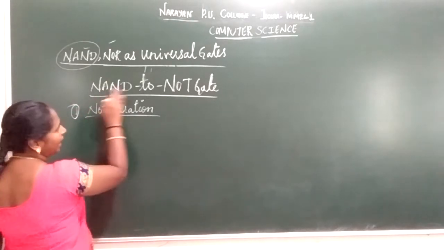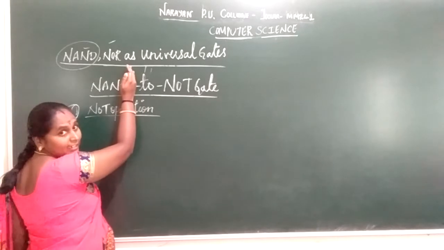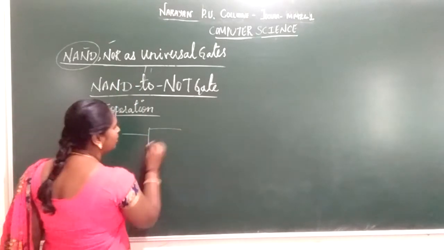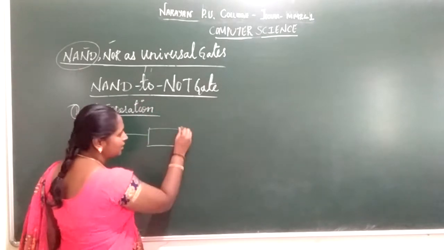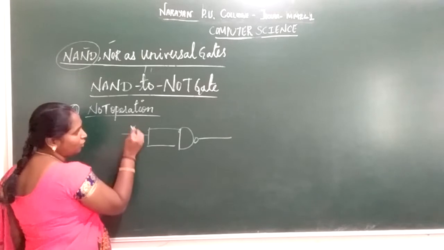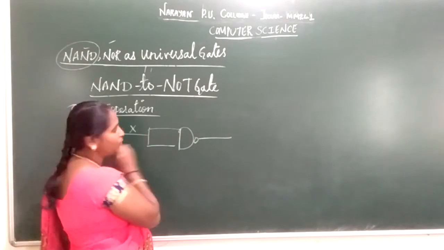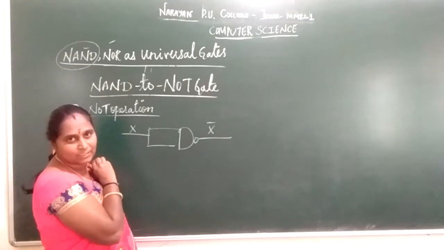First we will see NAND to NOT gate, that is, you are going to do a NOT operation with the help of your NAND gate. As you know, this is your NAND gate. How are you going to implement this? This is your logic diagram. In the NOT operation, you take X as the input, so the output is X bar. You should get the output as X bar.